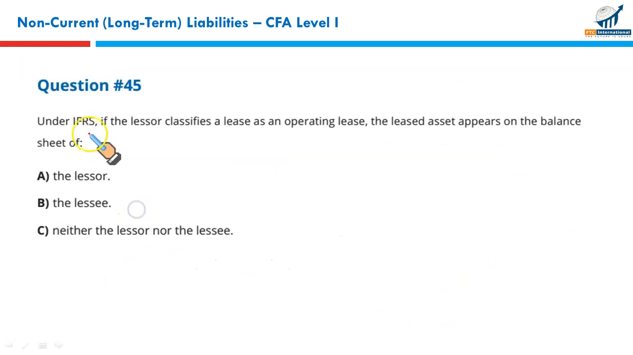Next, under IFRS, if the lessor classifies a lease as an operating lease, he still holds on to the title of the lease, so the lease asset appears on the balance sheet of the lessor.